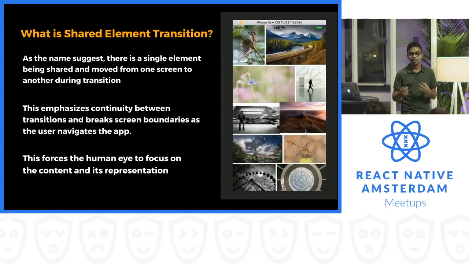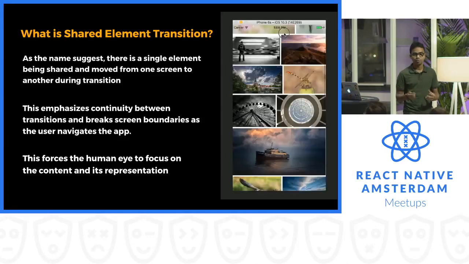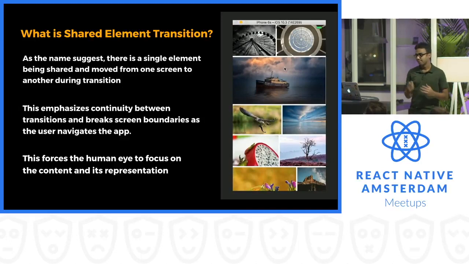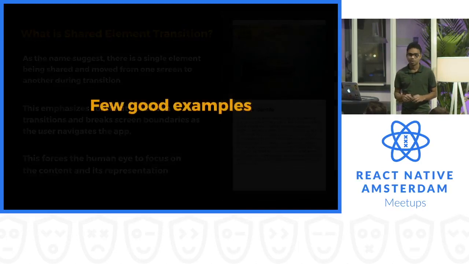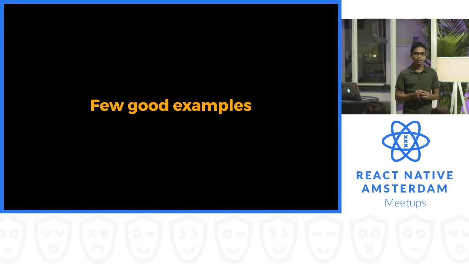You don't really have to teach the user what that item is and how it performs. So now that we have given the introduction about what shared element transition is, I'd like to show some good examples on day-to-day apps which you kind of have ignored this animation in.